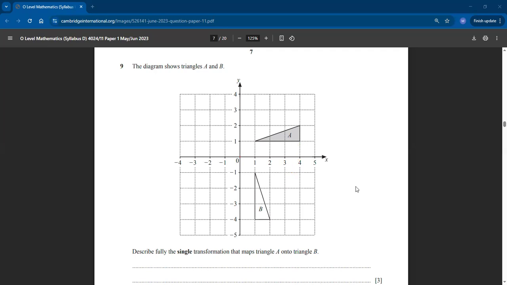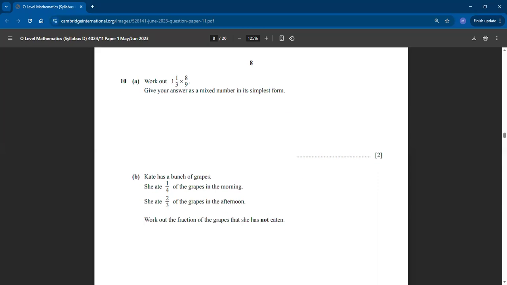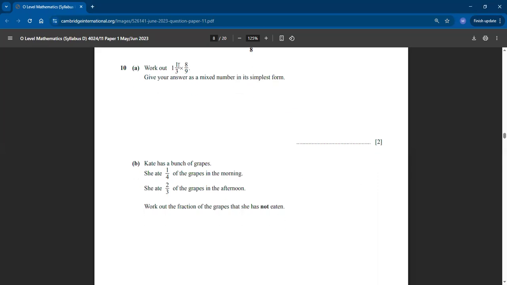Well, very quickly, I am running out of time, but I want to complete up to question number 10. Okay. Work out 1 whole 1 over 3 multiplied by 8 over 9. Okay, there's a fraction, and there is a mixed number. So you need to convert the mixed number into a fraction. How do we do that? Let me just tell you for once and for all.